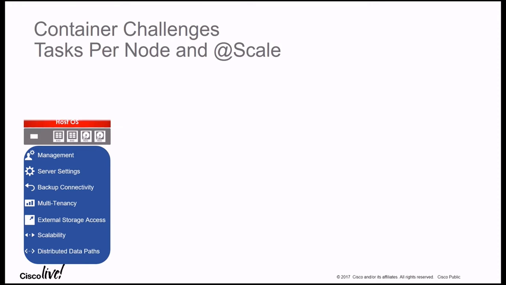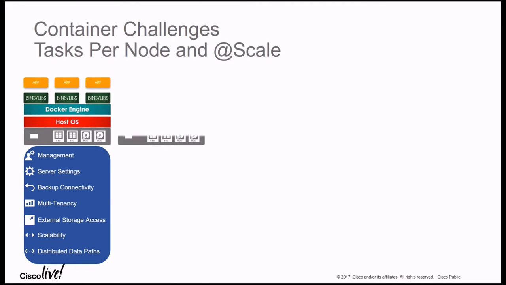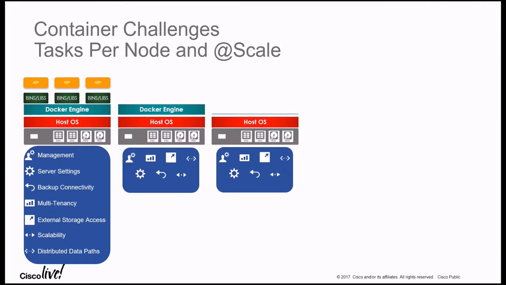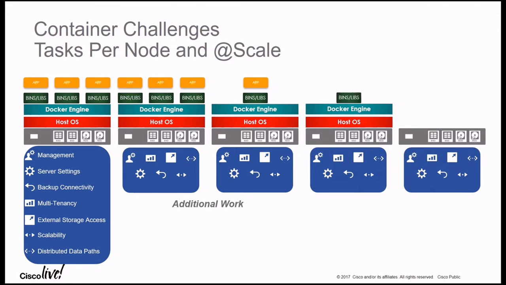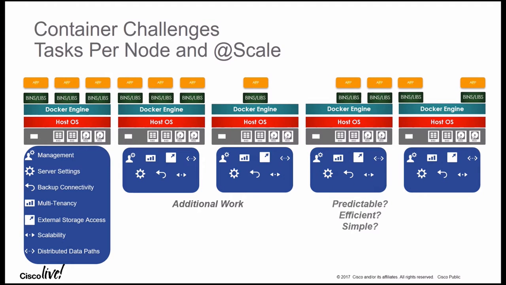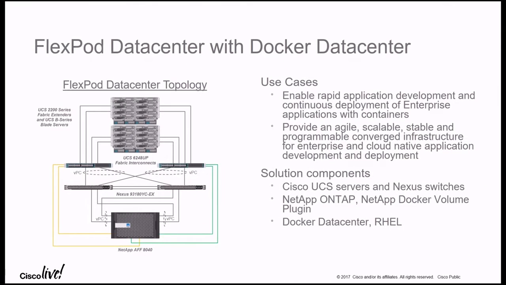Ordinary server provisioning requires administrators to execute several tasks to complete integration of a single node. At scale, this is a cumbersome and inefficient process impacting organizational agility and time to value. FlexPod Data Center with Docker Data Center is the solution.